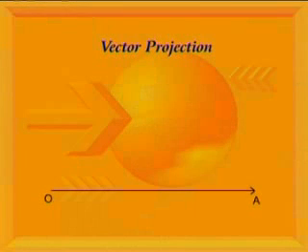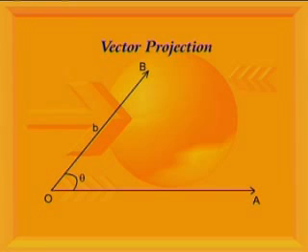Projection of a vector in a given direction. We have a vector B and we want to find the projection of vector B in the direction of a given vector A. Let us see. Here we have a vector A along the direction OA and the vector B along the direction OB. The angle in between them is theta. Drop a perpendicular from B onto OA, meeting OA at the point C. OC length is the projection of the vector OB in the direction of A.